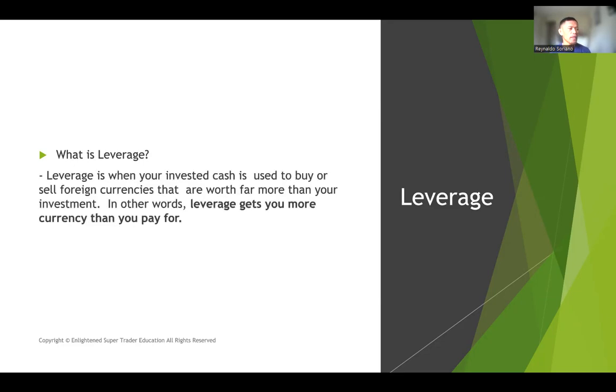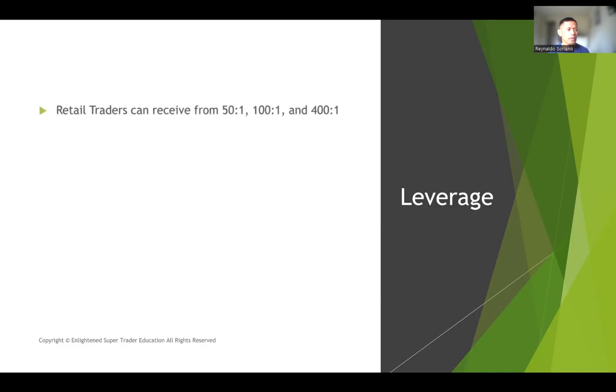Let's discuss leverage. So what is leverage? Leverage is when your invested cash is used to buy or sell foreign currencies that are worth far more than your investment. In other words, leverage gets you more currency than you pay for. For example, now you have retail traders that can receive from 50 to 1, 100 to 1, 400 to 1, even 500 to 1. In the US, since it's regulated, the currency is regulated.